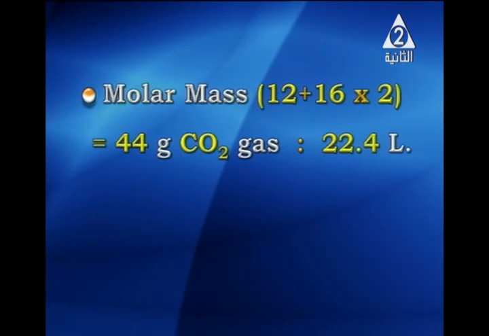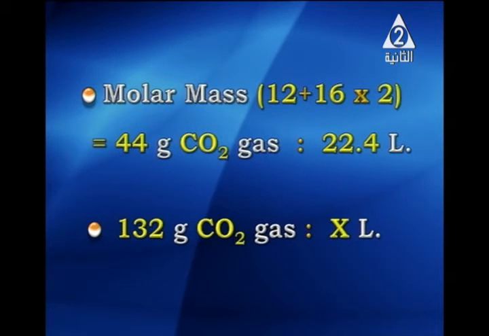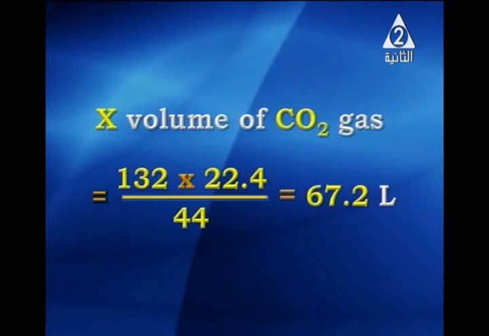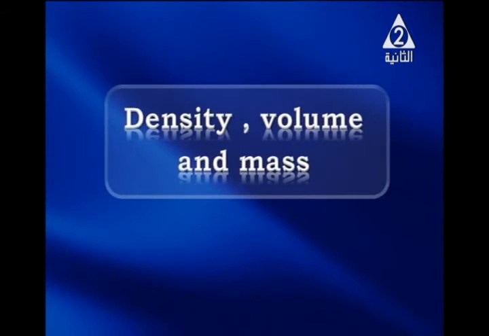Solution. Molar mass of carbon dioxide: 12 plus 16 times 2 equals 44. 44 gram of carbon dioxide gas is related to 22.4 liters. So 132 gram of carbon dioxide is related to x liter. So the x volume of carbon dioxide gas equals 132 times 22.4 over 44 equals 67.2 liters. Now we are going to discuss the relation between the density, volume and mass.